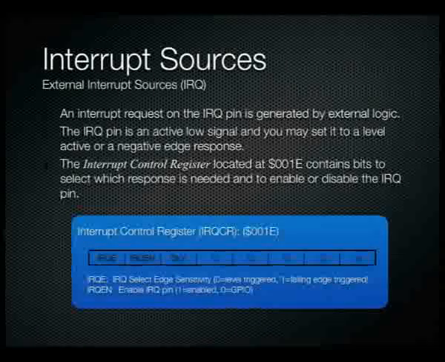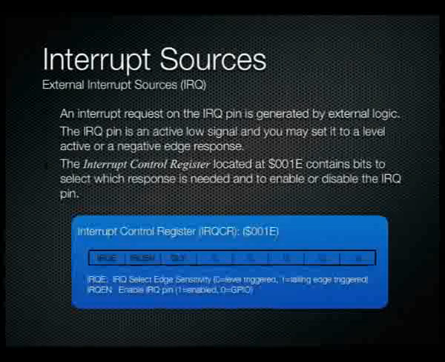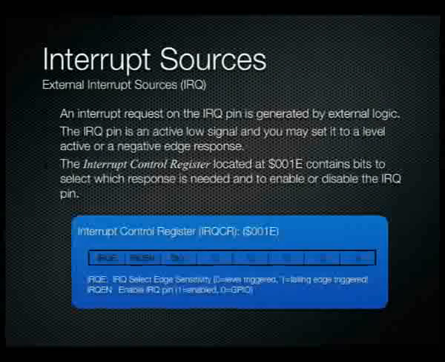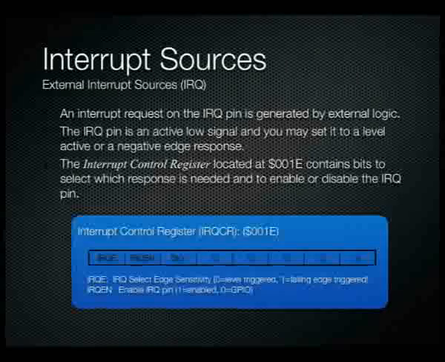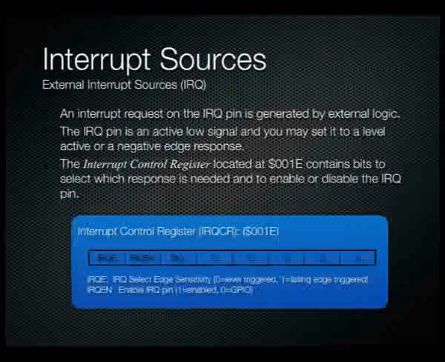It contains bits to select which response is needed and to enable or disable the IRQ pin. So the most significant bit in the interrupt control register is our IRQ enable, our IRQ edge select pin. We can select the edge sensitivity: if it's set to zero, it's level triggered. If it's one, it's falling edge triggered. So depending on the bit we put in that location, it can either be level triggered or falling edge triggered.